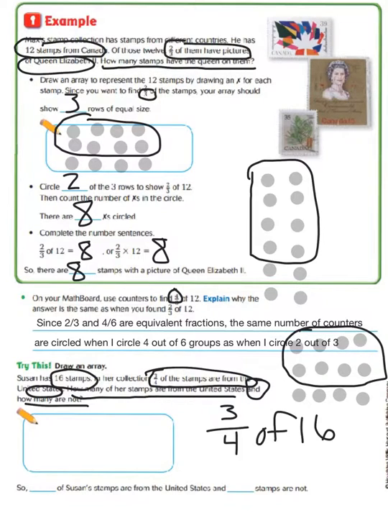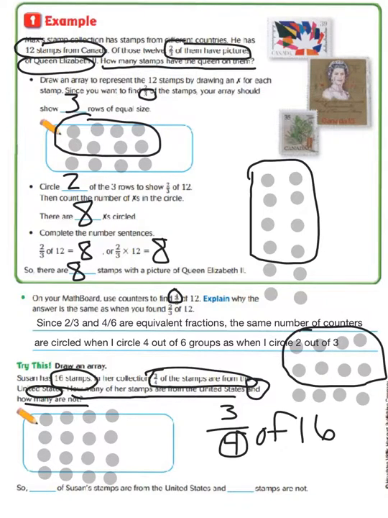So the first thing that we need to do is remember that our denominator is 4. So we know that we are going to have 4 rows within our array. So let's go ahead and start with our 4 rows. 1, 2, 3, 4. Now it's going to be 4 of 16, so our magic number is 16. So let's keep going until we have 16. So it's 4, 5, 6, 7, 8, 9, 10, 11, 12, 13, 14, 15, 16.